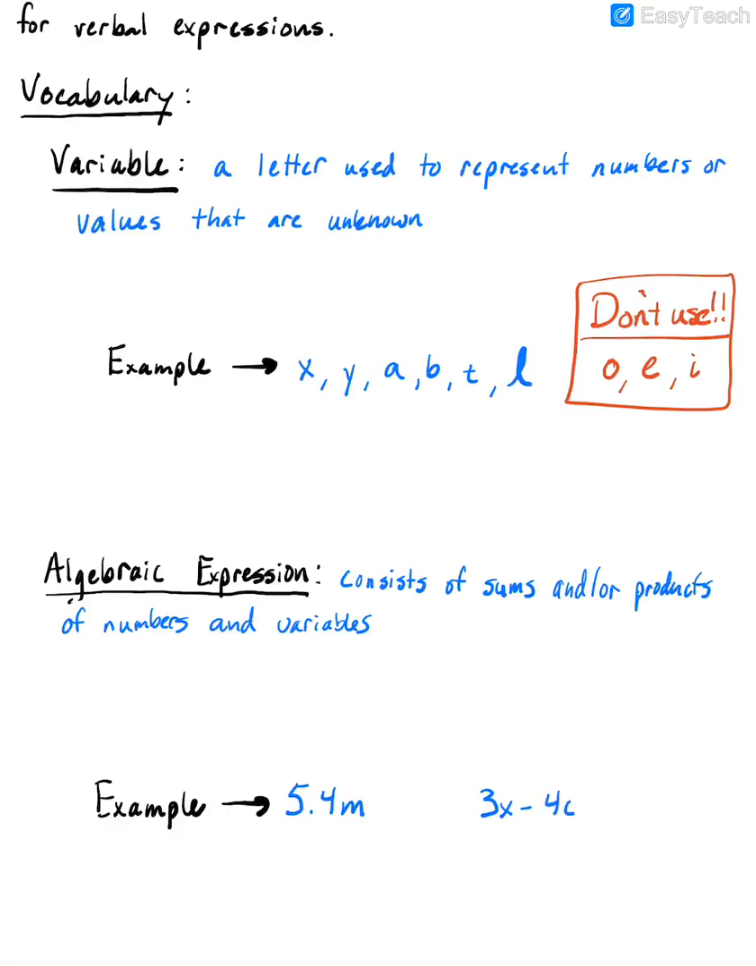Okay, so notice that like the 3x, the 4c, the 5.4 are all multiplied to a variable. So that's what makes them connected by a product. And then sometimes you can have it like 5.4m doesn't have anything added or subtracted to it. 3x and 4c are connected by subtraction.